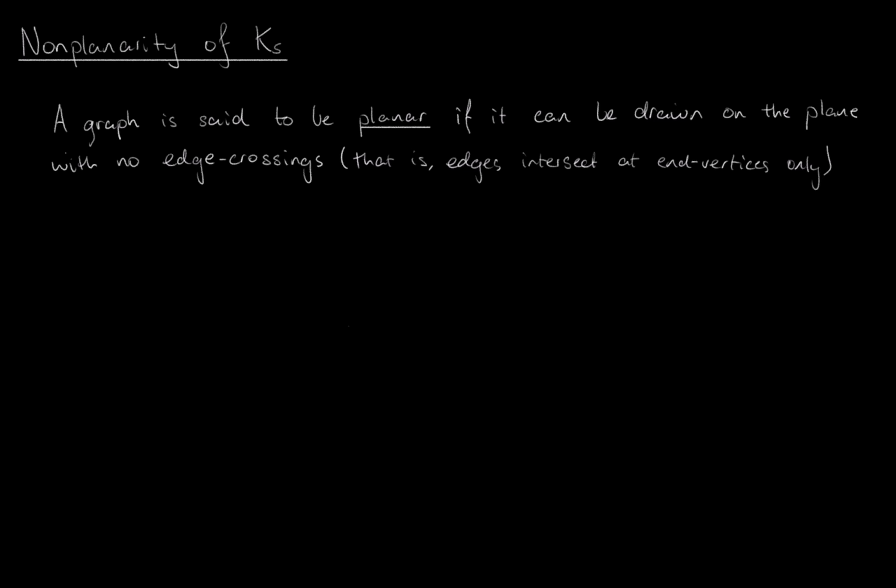So when you have such a representation or such a drawing, where you have no edge crossings for the graph, we call that drawing a planar embedding. Such a drawing is called a planar embedding of the graph.